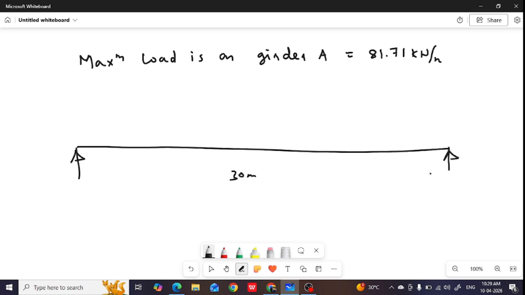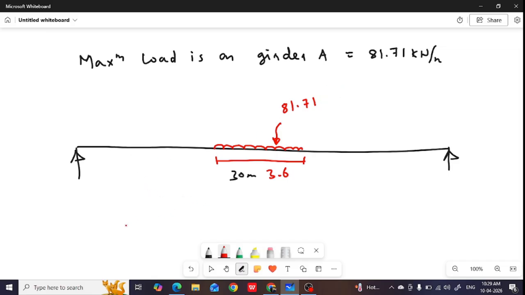And we need to put the load. So to get the maximum bending moment, we can put the load exactly at the center so that we will be getting the maximum bending moment. The contact length of the load is 3.6 and the intensity of the load is 81.71 kilonewton per meter.